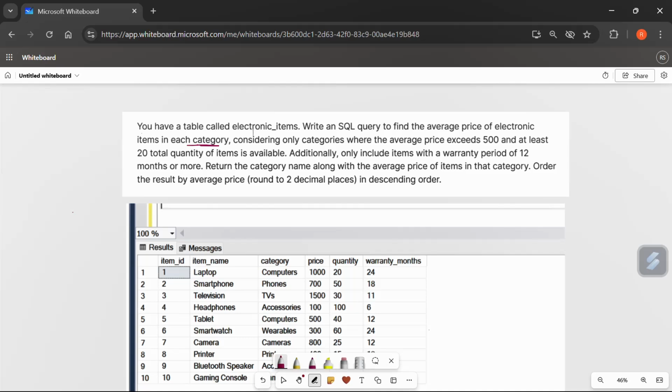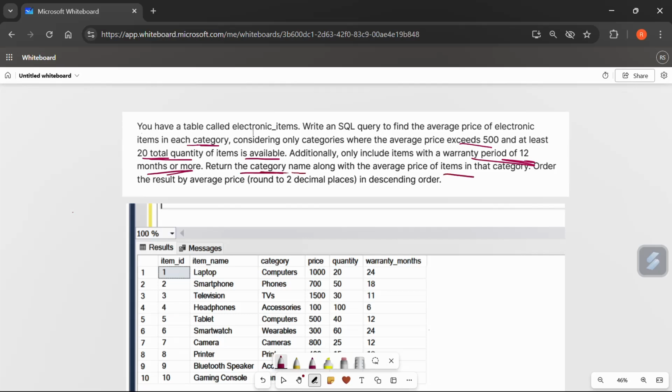considering only categories where the average price exceeds 500 and at least 20 total quantity of items is available. Additionally, only include the items with a warranty period of 12 months or more. Return the category name along with the average price of items in that category.